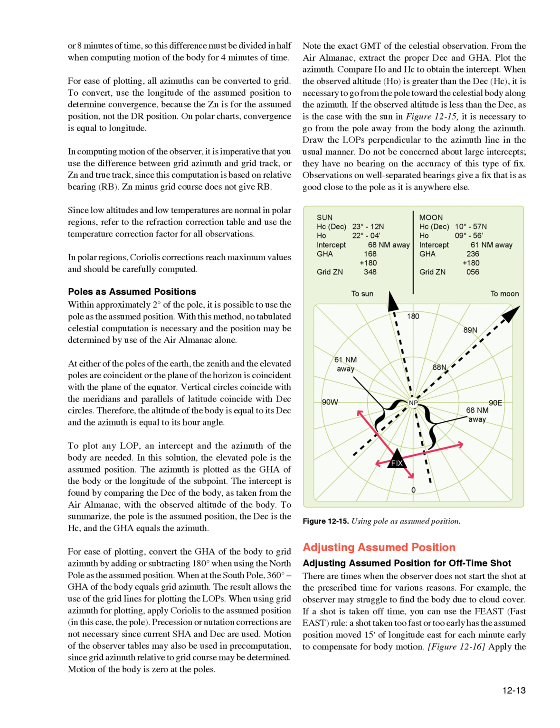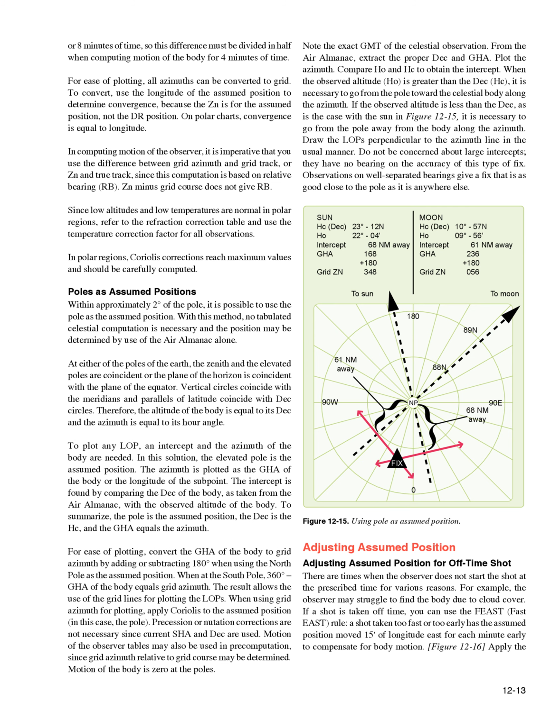Note the exact GMT of the celestial observation. From the Air Almanac, extract the proper deck and GHA. Plot the azimuth. Compare HO and HC to obtain the intercept. When the observed altitude, HO, is greater than the deck, HC, it is necessary to go from the pole toward the celestial body along the azimuth.